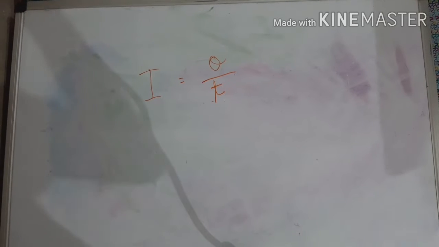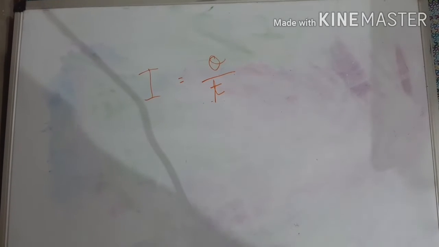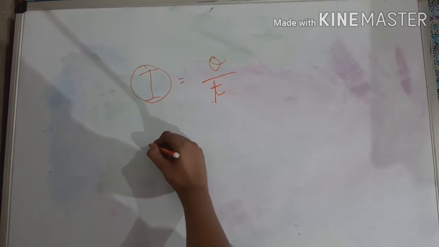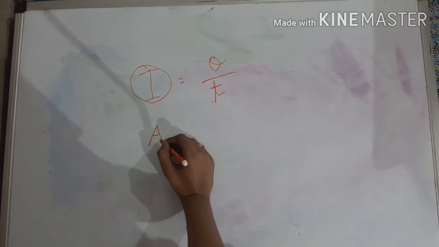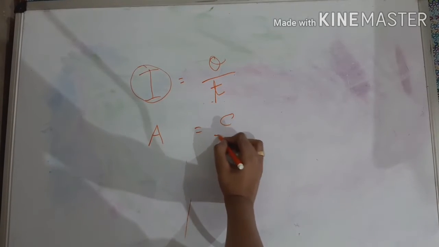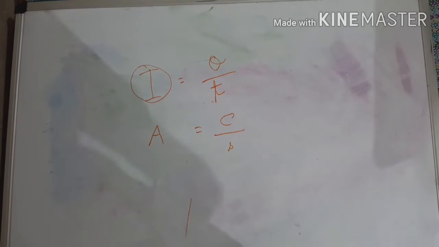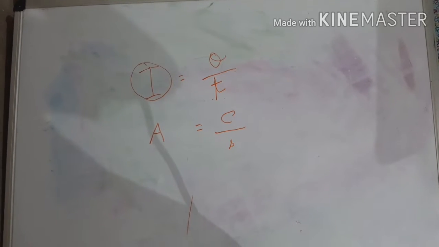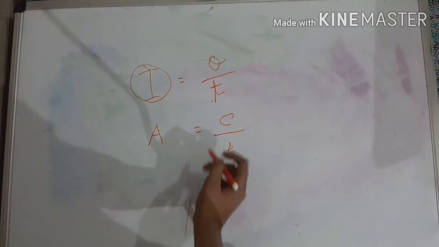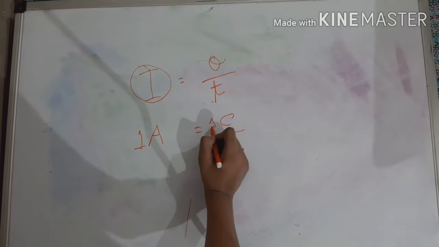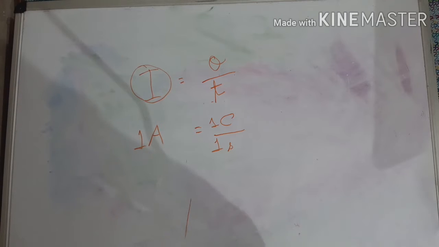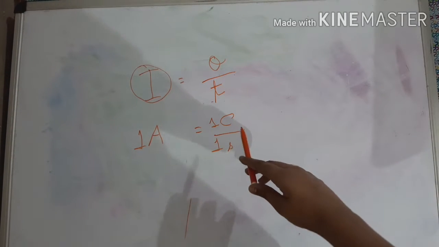So the SI unit, everything has a SI unit, friends. So the SI unit for electric current is amperes, denoted by capital A, and for Q, as we know, coulomb, and for T, seconds, for time. So if you are asked what is 1 ampere, 1 ampere is nothing but 1 coulomb per second.